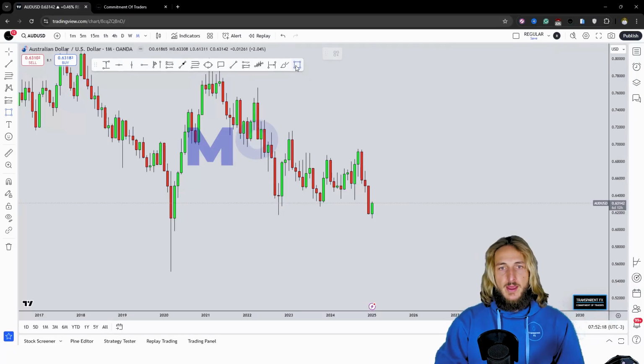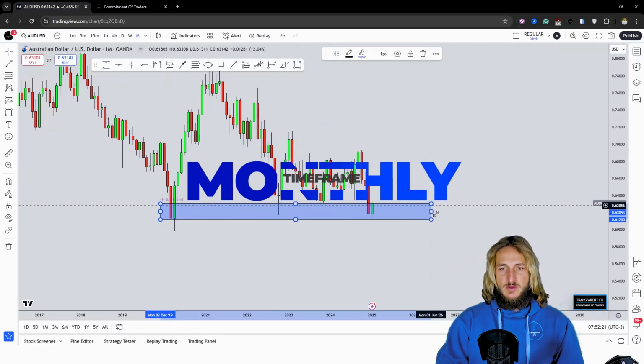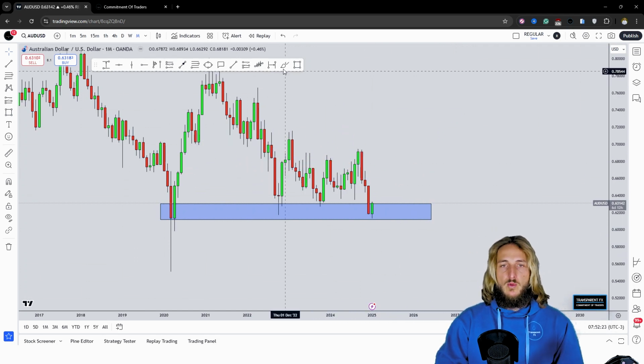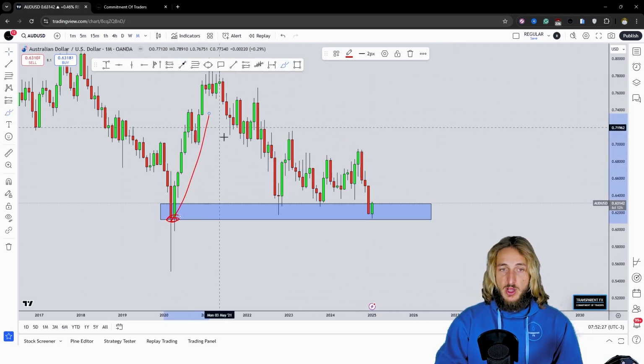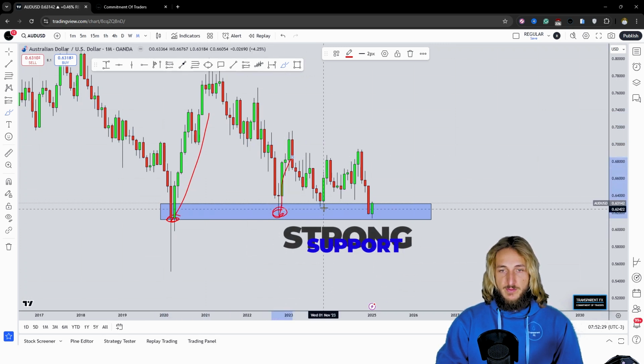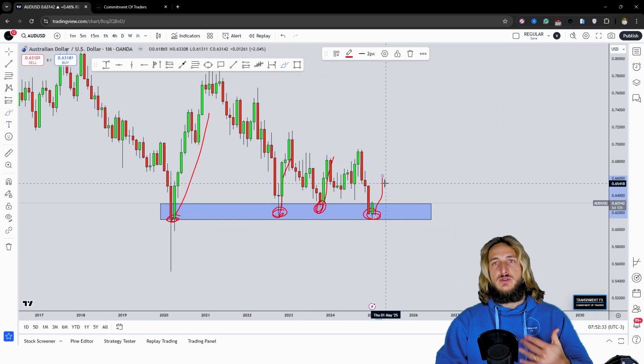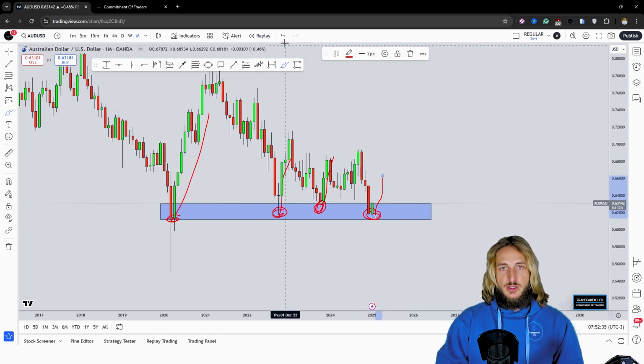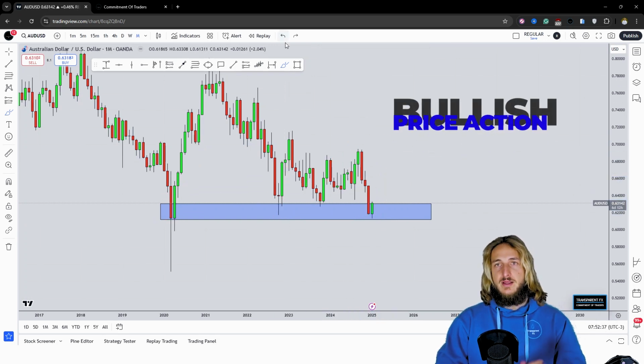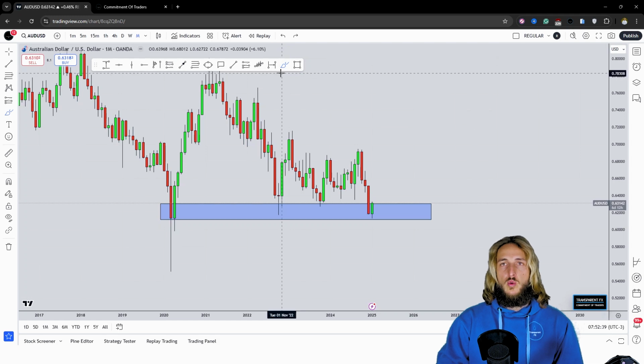Now, starting here from the monthly time frame, what we can see is that we have a market which is testing a quite strong historical monthly support and demand zone. From here, all these previous rejections to the upside have been created. At the moment, the market is testing the same zone from which there is a good probability of seeing a potential rejection to the upside. So here on the monthly, everything seems quite bullish.